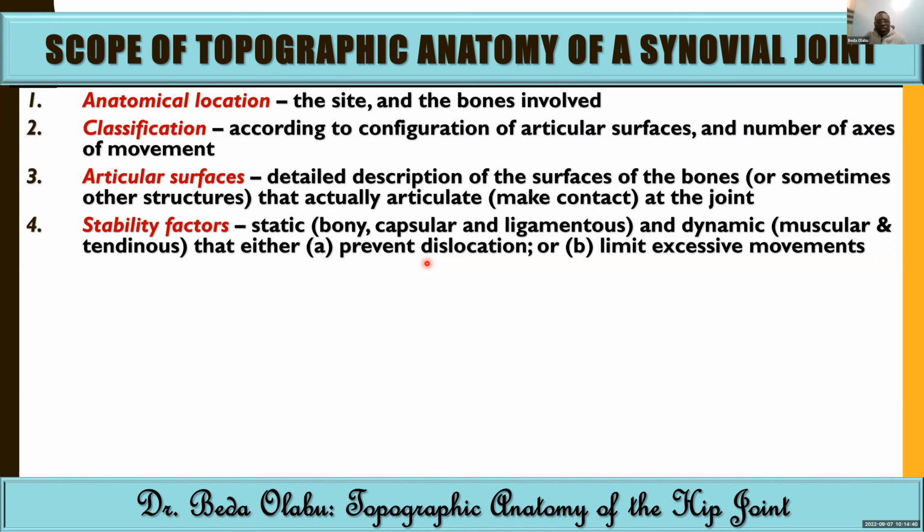The static factors will involve the configuration of the articulating bones. So you call that the bony factor. It will also involve some modifications on the capsule of that particular synovial joint, or the unique features of that capsule. You can call those ones capsular factors. And then it also involves ligaments around that joint. Understand that ligaments join one bone to another, and they act by limiting stretch. So you can call that the ligamentous factors. Bony, capsular, and ligamentous factors are basically static factors.